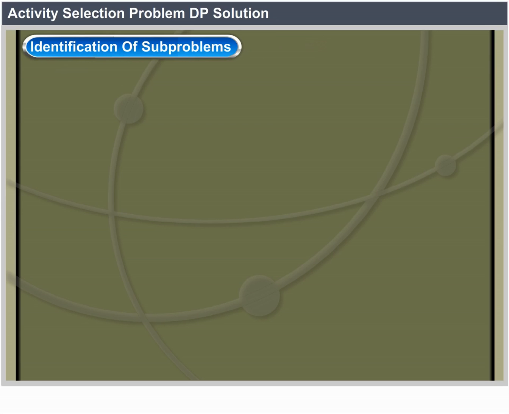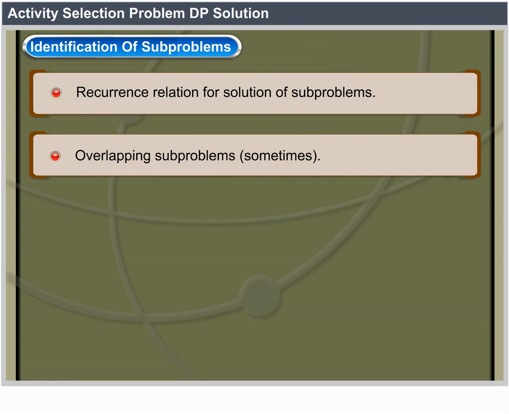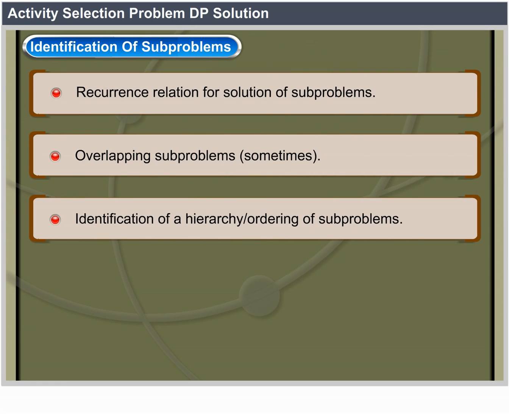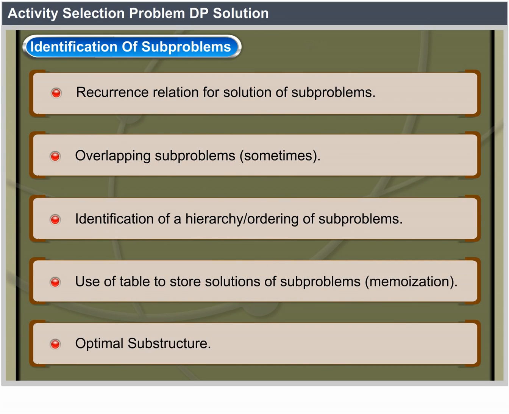Identification of subproblems. Recurrence relation for solution of subproblems. Overlapping subproblems sometimes. Identification of a hierarchy or ordering of subproblems. Use of table to store solutions of subproblems. Memoization. Optimal substructure.